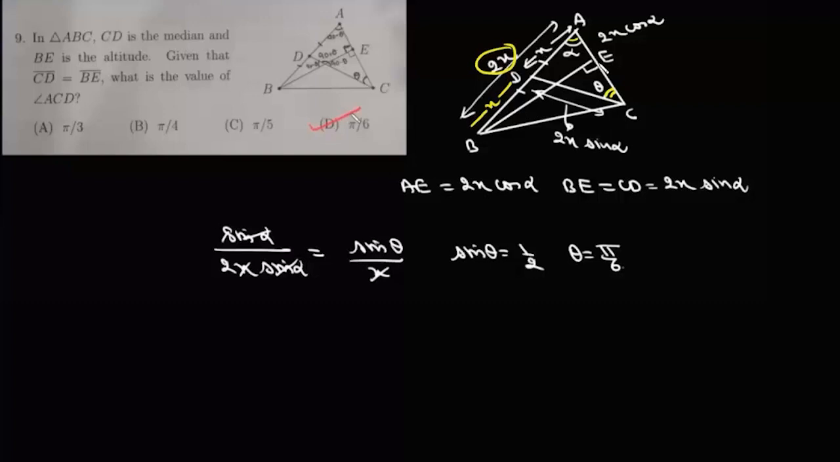Now in triangle AEB, which is a right angle triangle, AB is the hypotenuse and the angle is alpha, so AE is 2x cos alpha and BE is 2x sin alpha. We are given that BE is equal to CD, so CD is also 2x sin alpha. Now in triangle ADC, we have two sides and two angles, so we can use the sine rule.